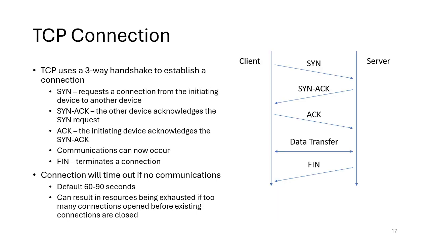So here's how a TCP connection is established. You have your client, which is the device that is requesting services, and then you have your server, which is the device that's responding. So again, in a telephone call, if you're initiating the call, you're the client, the person at the other end is the server. So we start off with a SYN message. This requests a connection from the initiating device to the other device. And when the other device receives that SYN message, it sends a SYN-ACK, which acknowledges the SYN request. And then we have the third part of the three-way handshake, which is to send an ACK, and that acknowledges the SYN-ACK.